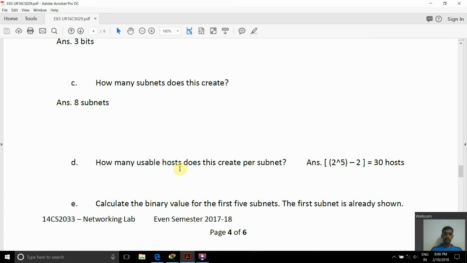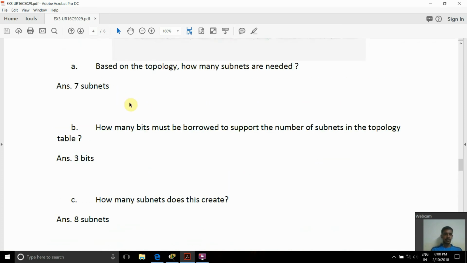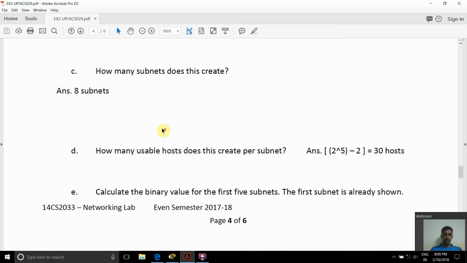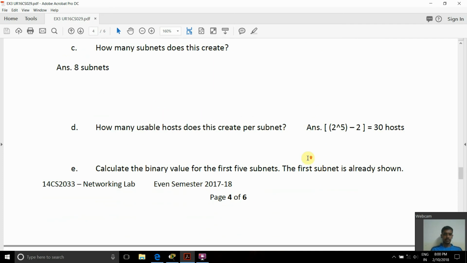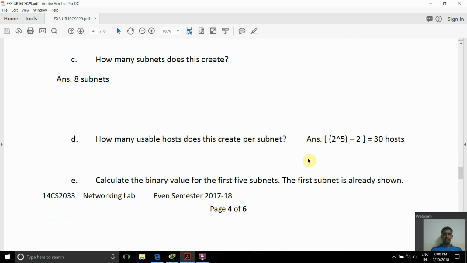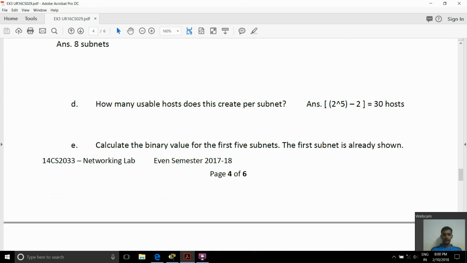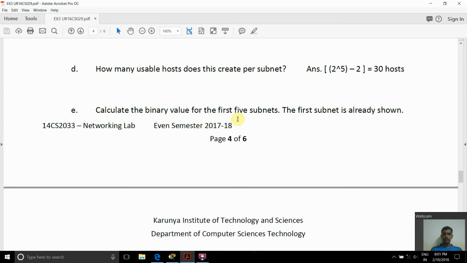How many usable hosts does this create? So again, it's 2 to the power of 5 minus 2, because 8 bits are there in the last octet, 3 are borrowed, remaining 5 are there. So 2 to the power 5, 32. And the first one and the last one can't be used. So it's 2 to the power 5 minus 2, and we get 30. Calculate the binary value for the first 5 subnets.